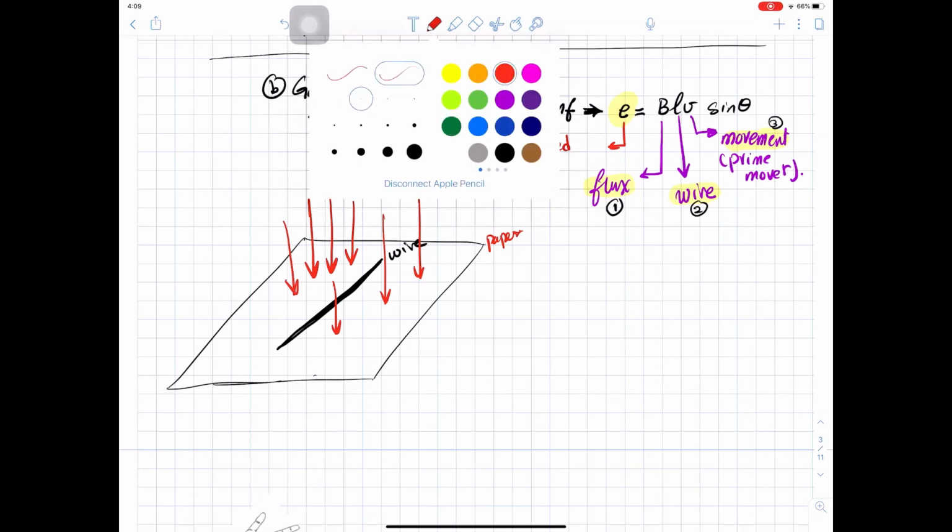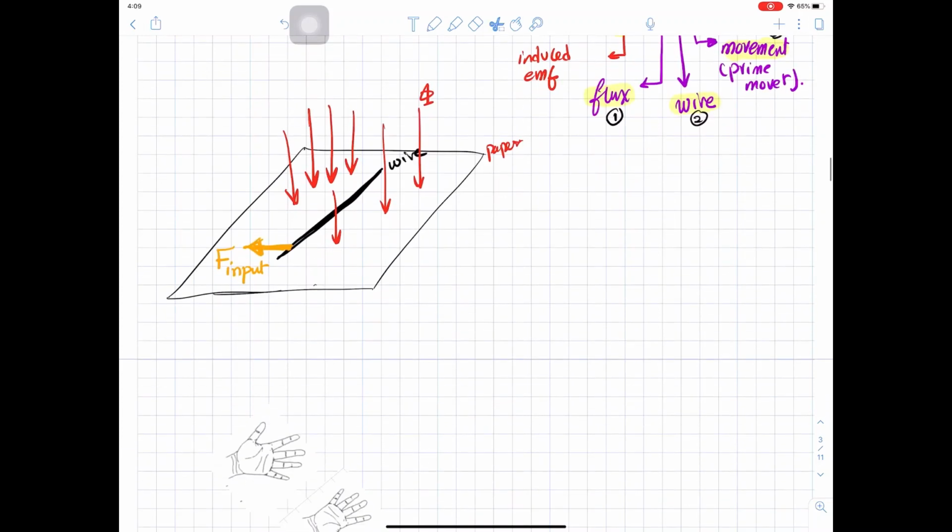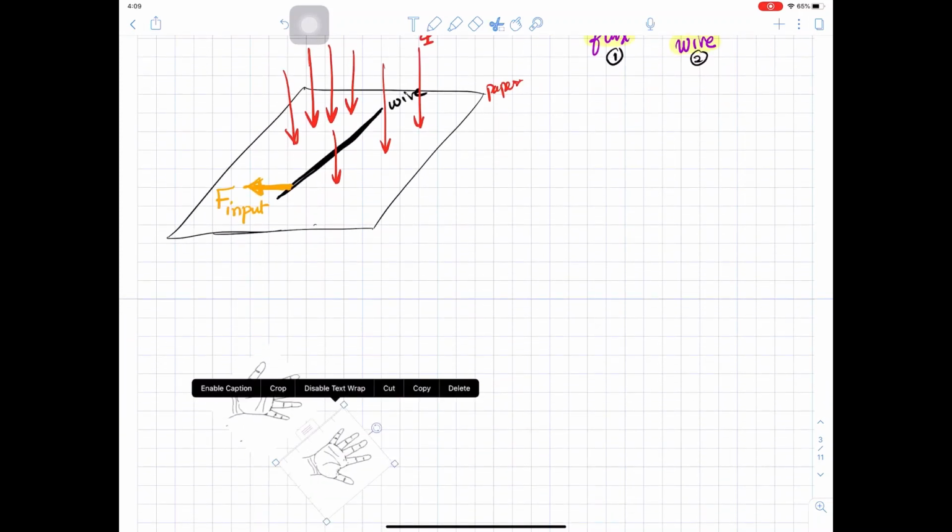Now if you moved this wire with a force, so this force is an input force, and this input or mechanical force will be coming from a prime mover. So if you are moving this wire in this direction, you are generating electricity, or generating E, according to the equation BLV sine theta. And the direction of this E follows the right hand rule.